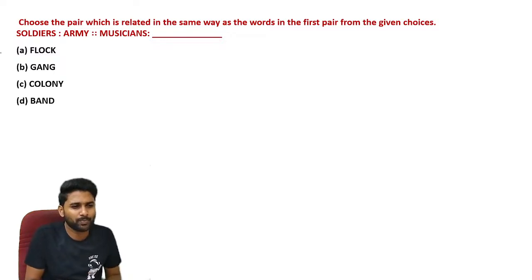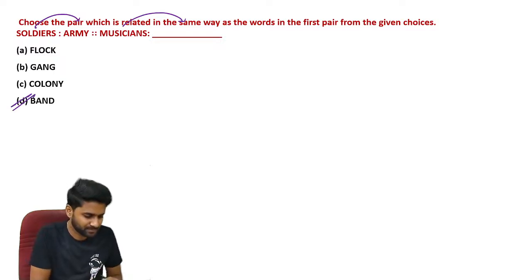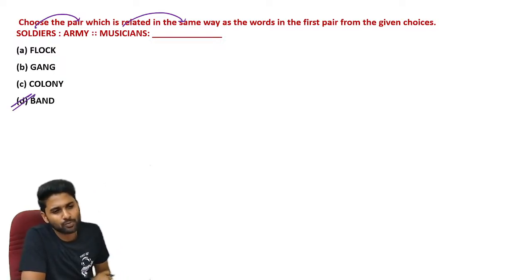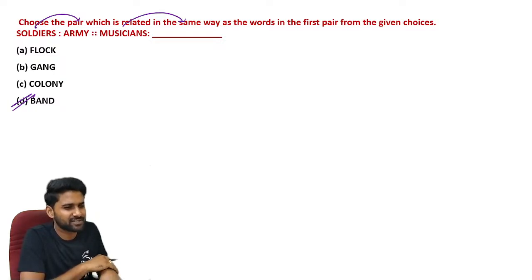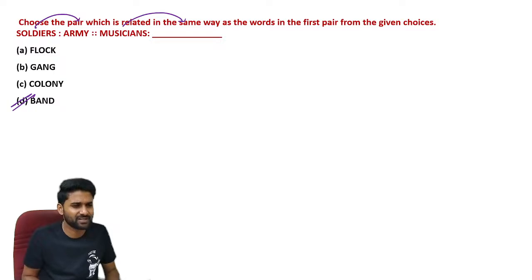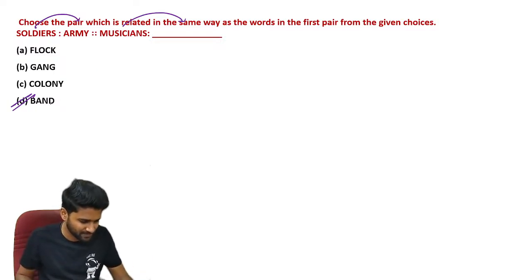Now see, a group of soldiers is represented as army. In the same way, a group of musicians is called a band. And as you know, colony means a group of people living in a specific place. Flock means a group of birds together. Gang means a group of gangsters in the same place. So that's why we have different terminology. A group of soldiers is represented as army. A group of musicians is called a band. So that is the relation.